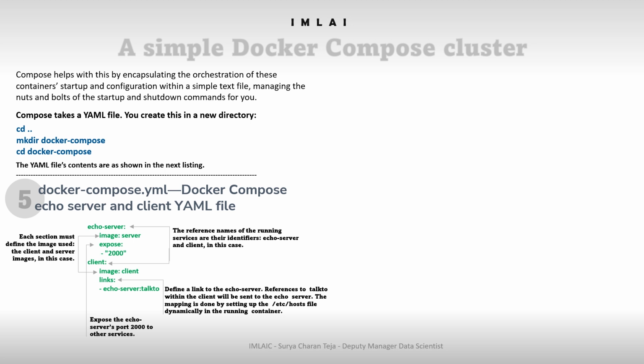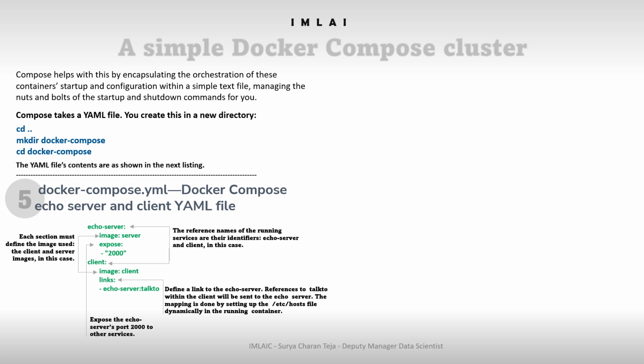The key item of configuration to understand here is the links within the client definition. These are created in the same way as the Docker run command sets up links. So in fact, most of the Docker command line arguments have direct analogs in the Docker Compose YAML syntax.